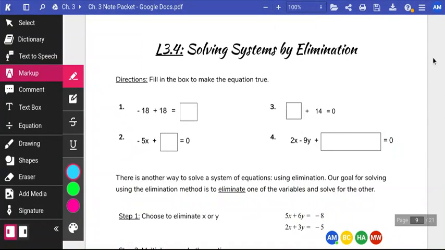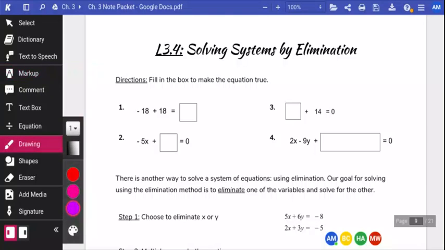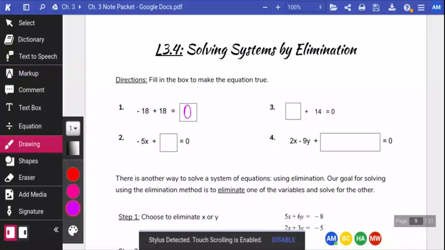So we're going to talk about elimination. We talked about substitution in the last lesson. The first thing that I want you to see here is these first four problems up top. It says, fill in the box to make the equation true. So for number one, negative 18 plus 18, if I use my calculator, I would get 0.